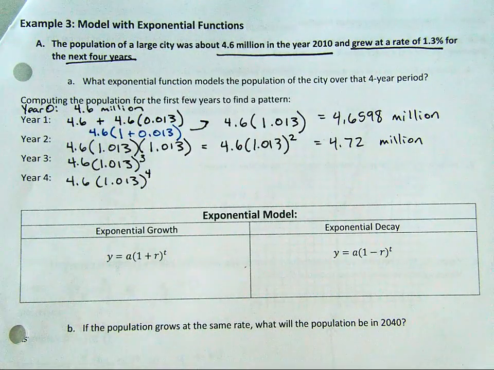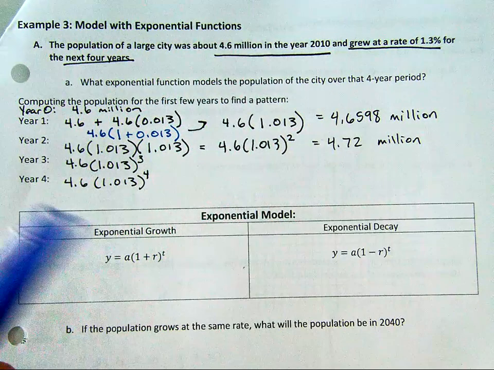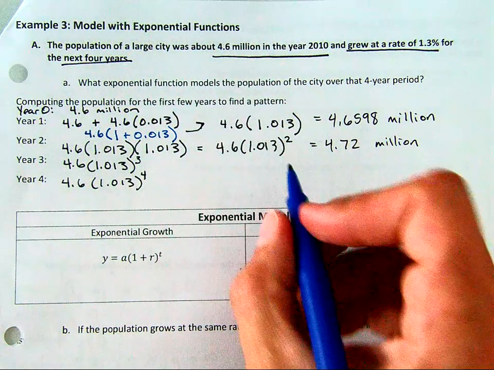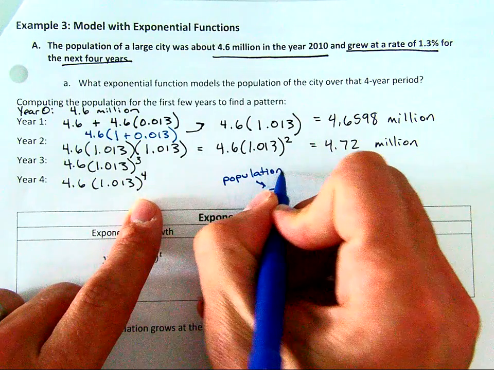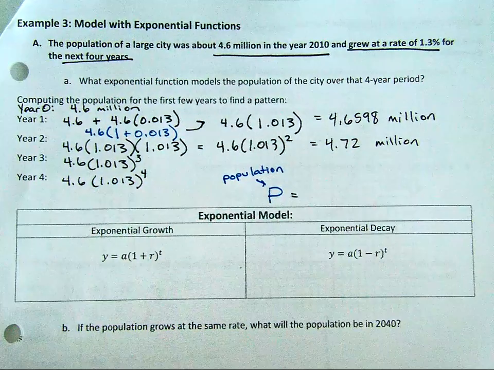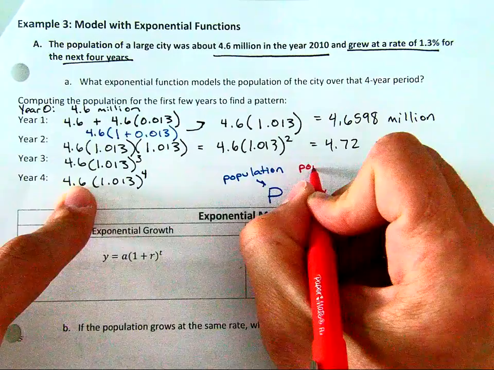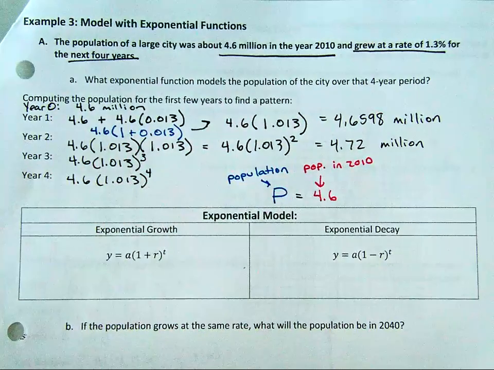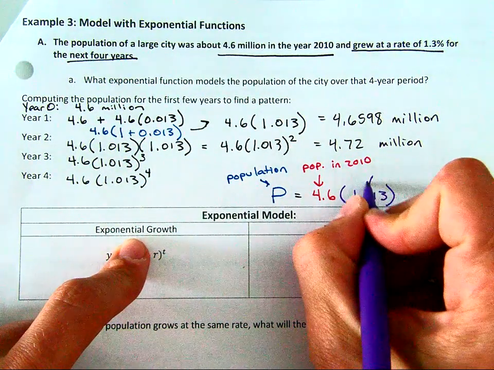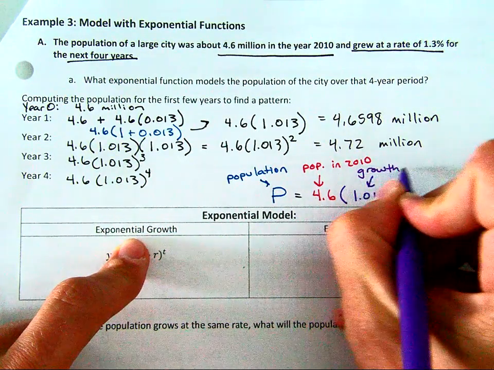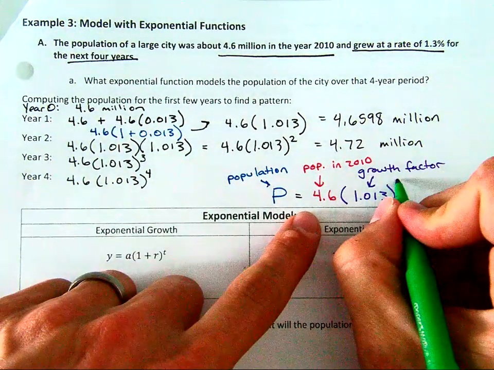where P, which is the population, is going to be equal to 4.6, which is the population in 2010, times 1.013, which is what we call the growth factor, raised to t, where t is the number of years since 2010. Okay.